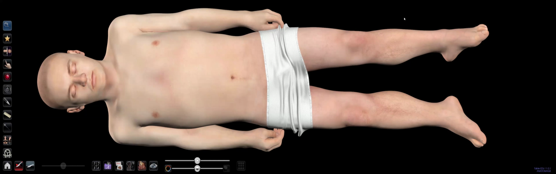So the first thing we're looking at is the integumentary system. Again, that includes the hair, skin, and nails. That's what we're looking at right now. So we're going to go to preset one though. So I will bring you to preset number one.